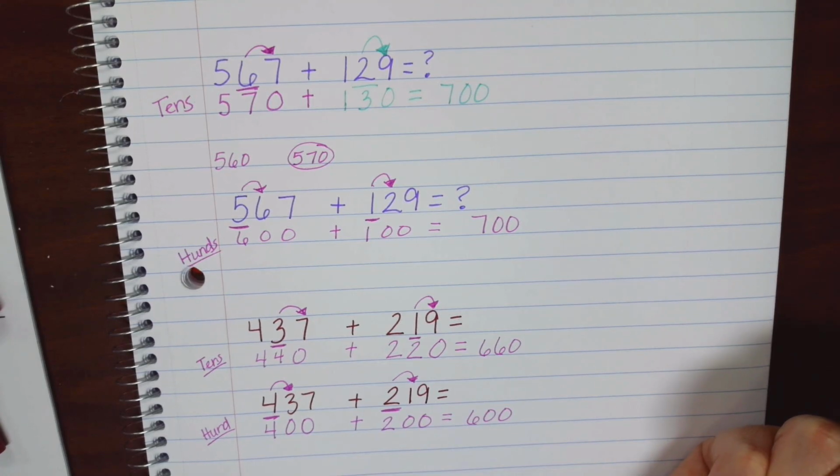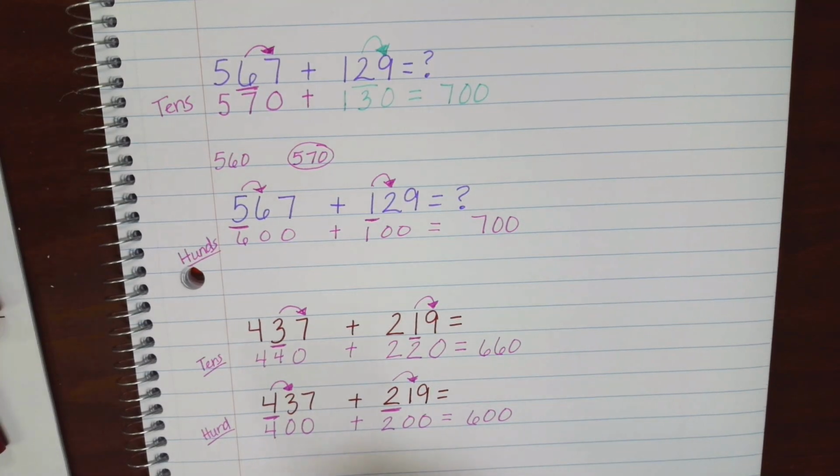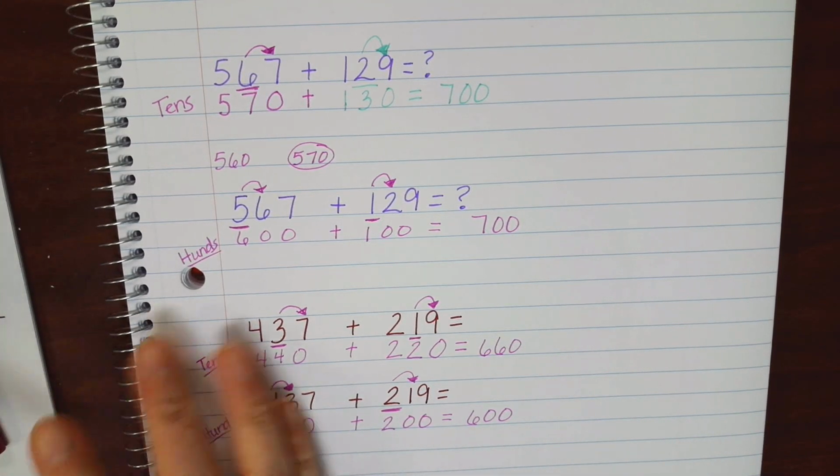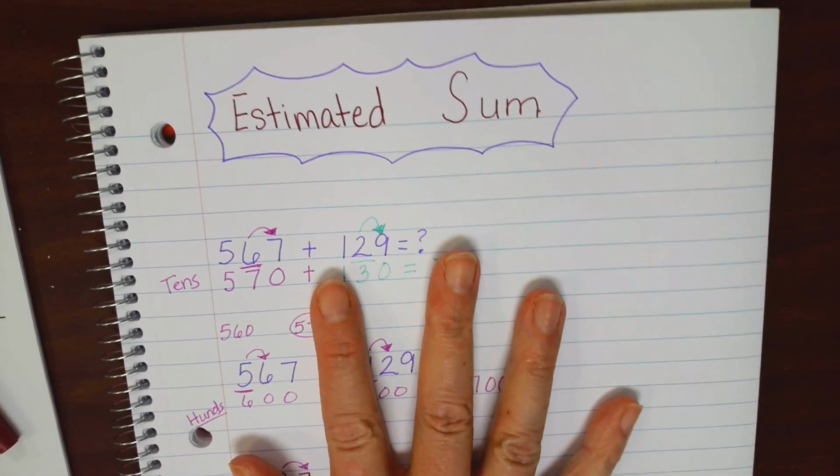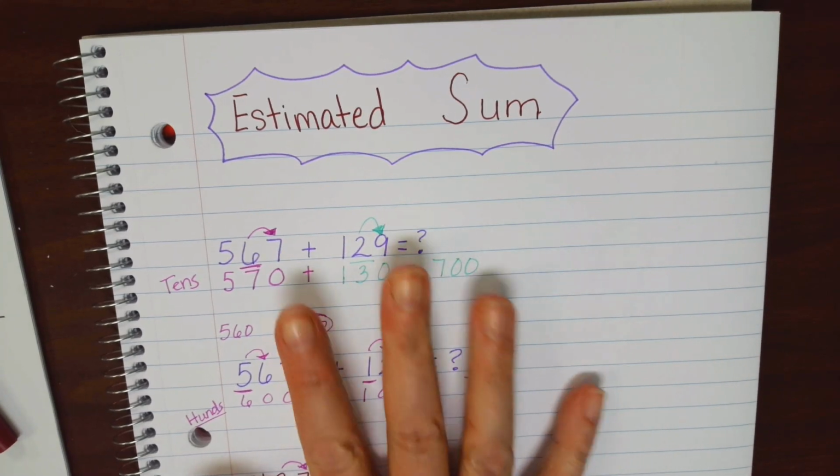And remember, estimating sums in real life could be going to the grocery store and adding up how much you have before you get up to the counter, or any store for that matter. So remember, this is estimating sums to make them reasonable.